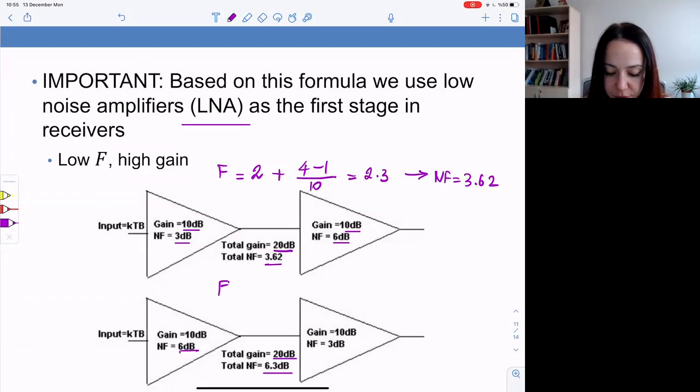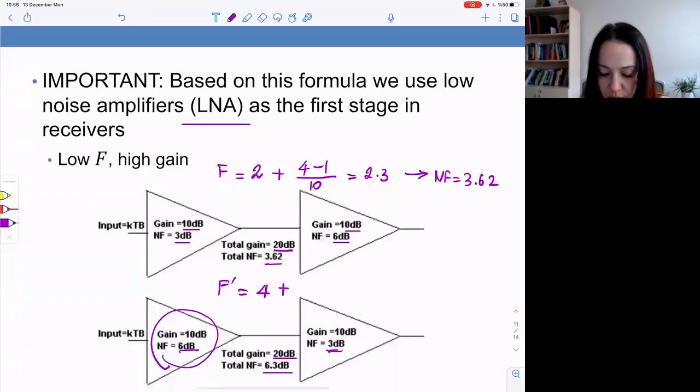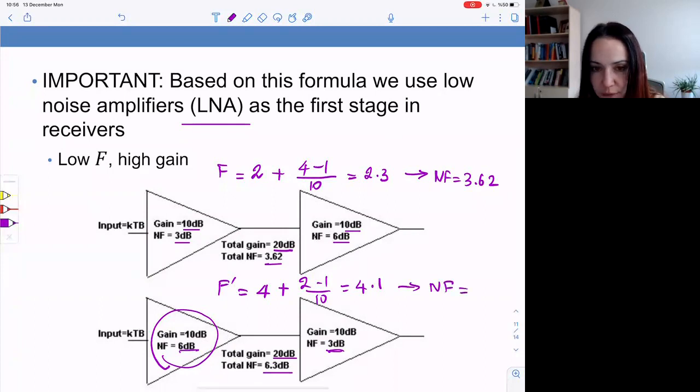If the higher noise factor amplifier was placed as the first stage in the cascade, it's called F prime. That is 6 dB. 6 dB corresponds to a factor of 4. 4 plus, well, 3 dB corresponds to a factor of 2. 2 minus 1 over 10, which is 4.1. That corresponds to an effective noise figure for the first two stages of 6.3 dB. Okay. So it is advantageous to put lower noise amplifiers to the front of the cascade.